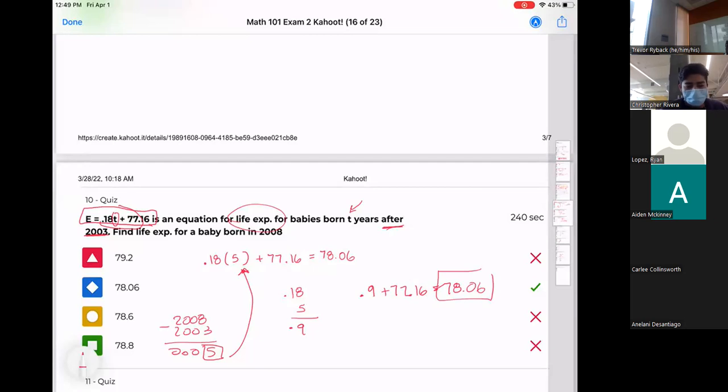Does anyone need more of an explanation on that, or did you guys get it? So just remember to read the full question, because sometimes it'll say born 2 years after. Then you have to account for the after part, which is like 2008 minus 2003. That's pretty much the thing that trips people up a lot. So just remember to read the full question and take into account certain things like this.